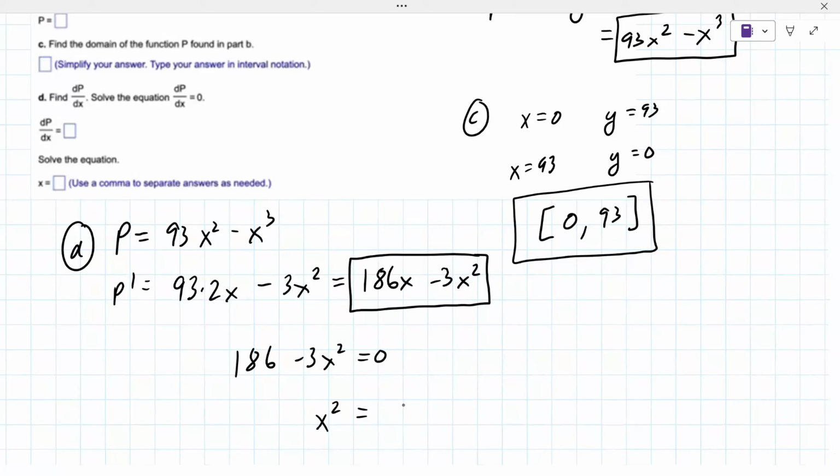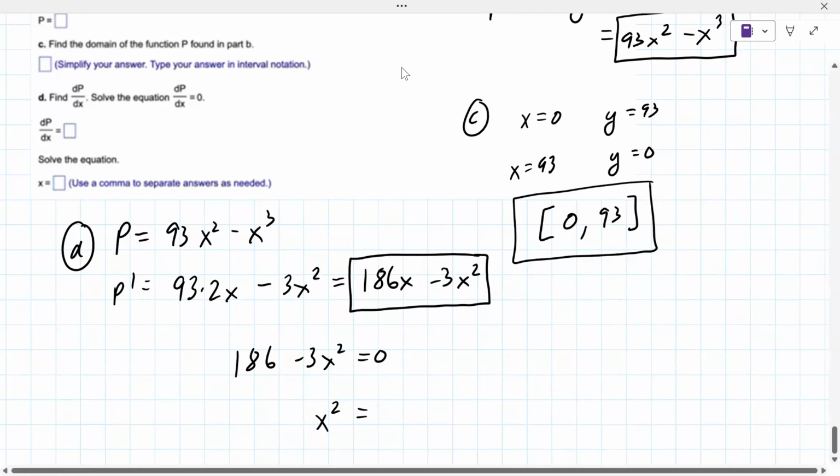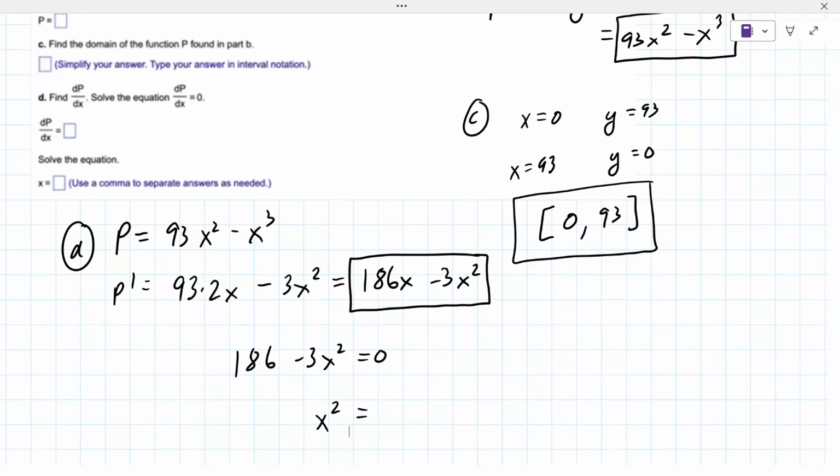Why am I struggling? What's 186? What's 186 divided by 3? 62. Huh. This isn't working out. I'm sort of stumbling here. What am I doing wrong here? It doesn't say to separate the answers.